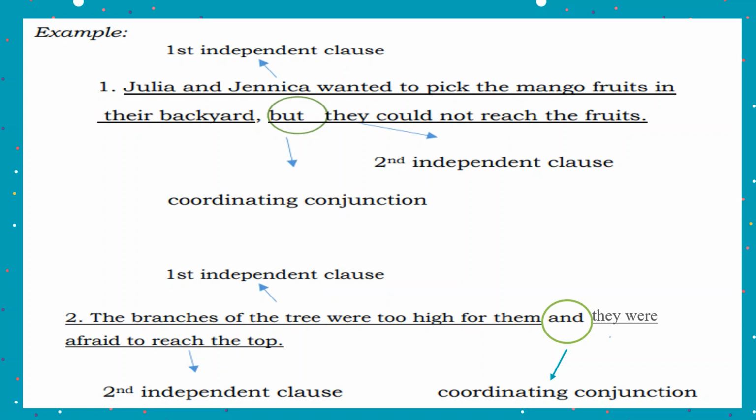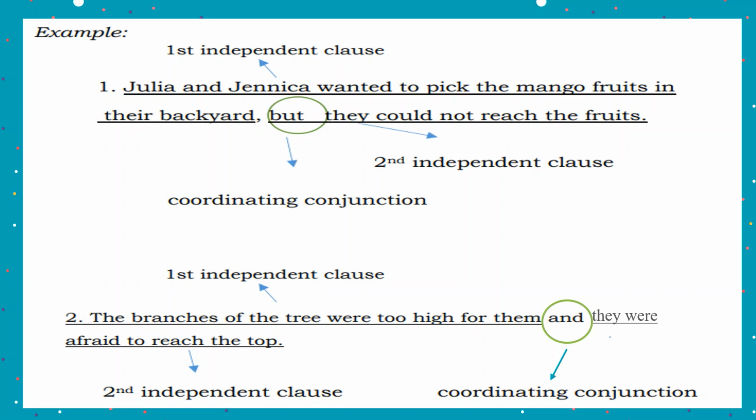Second example, the branches of the tree were too high for them, and they were afraid to reach the top. The first independent clause is the branches of the tree were too high for them. The second independent clause is they were afraid to reach the top. It is combined or joined with a coordinating conjunction and.